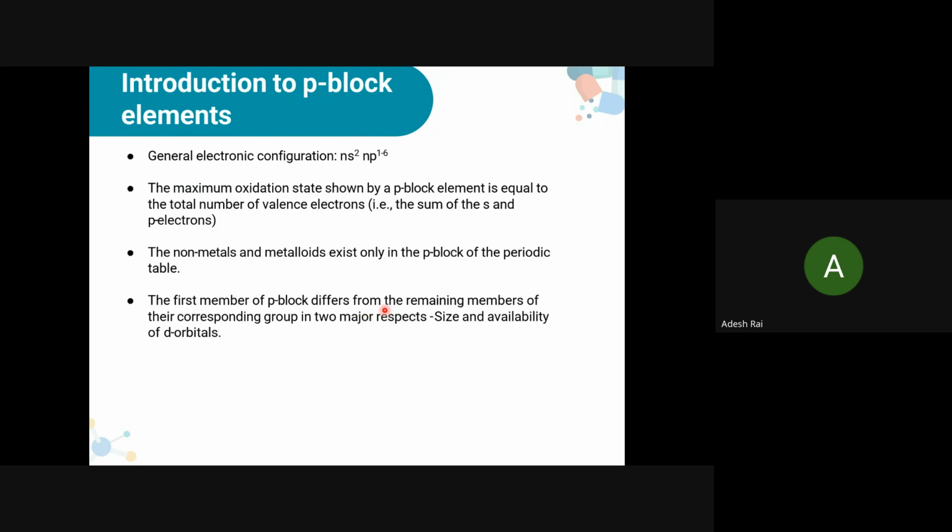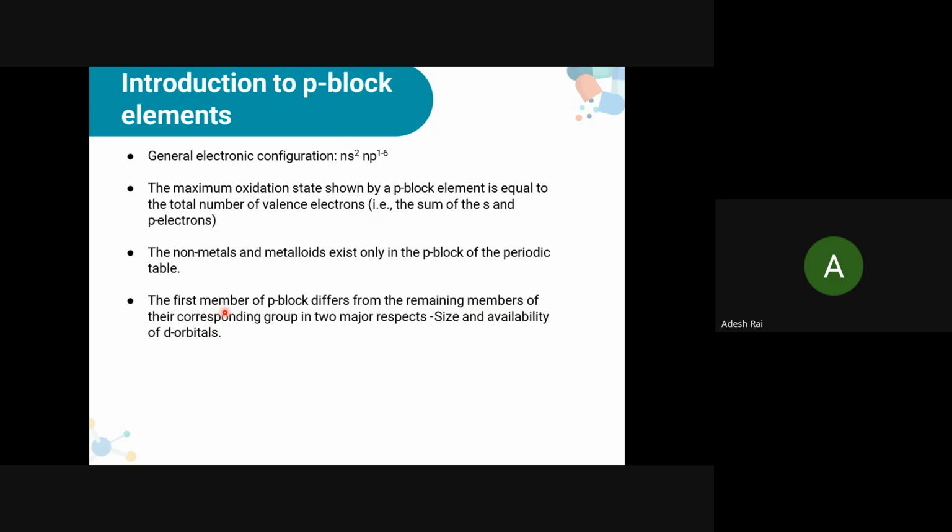Like let's say if I consider the boron family. So boron family, what are the elements? Boron, aluminum, gallium, indium, and thallium. Boron is a second period element, and boron will show some different properties compared to the other group members. Why? Because it does not have the presence of d orbitals. Is that clear?